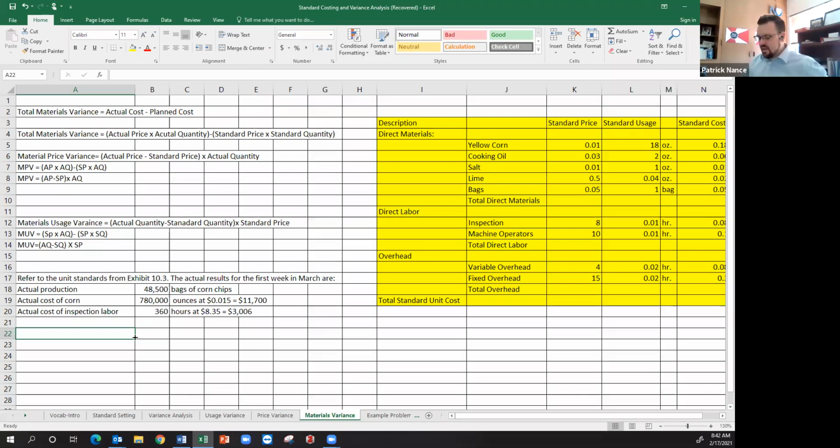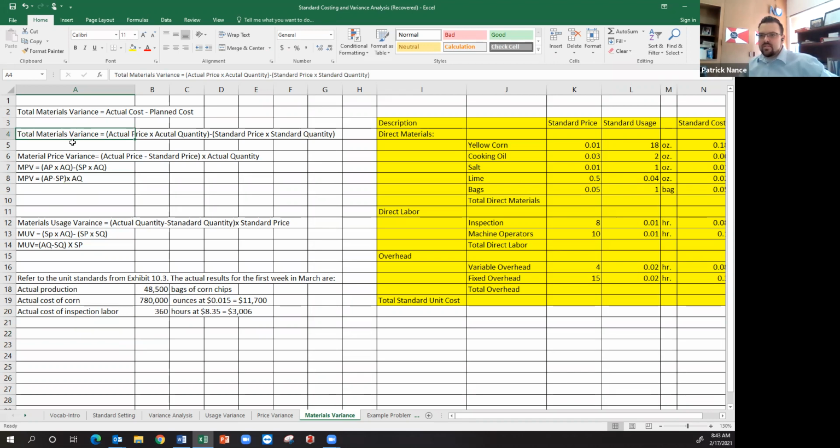Okay, so now we're going to look specifically at direct materials and look at the variances that can occur within direct materials. The two types of variances that can happen in direct materials, if we have a variance, are a materials price variance and a materials usage variance.